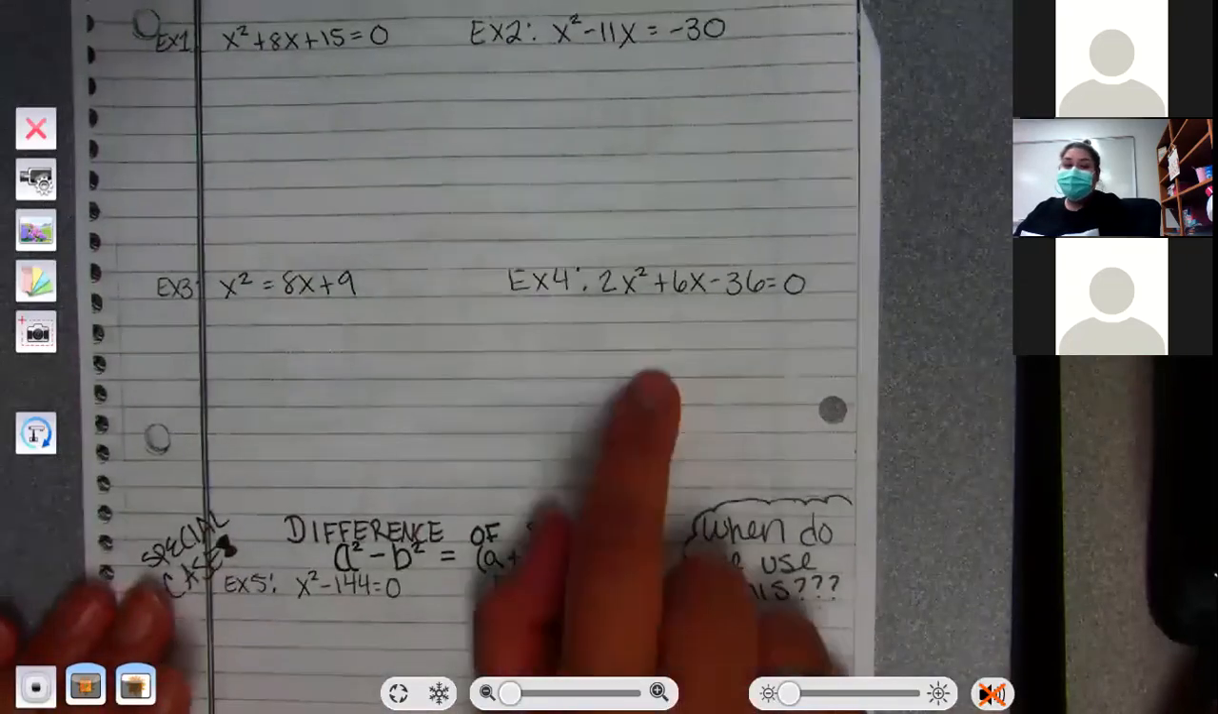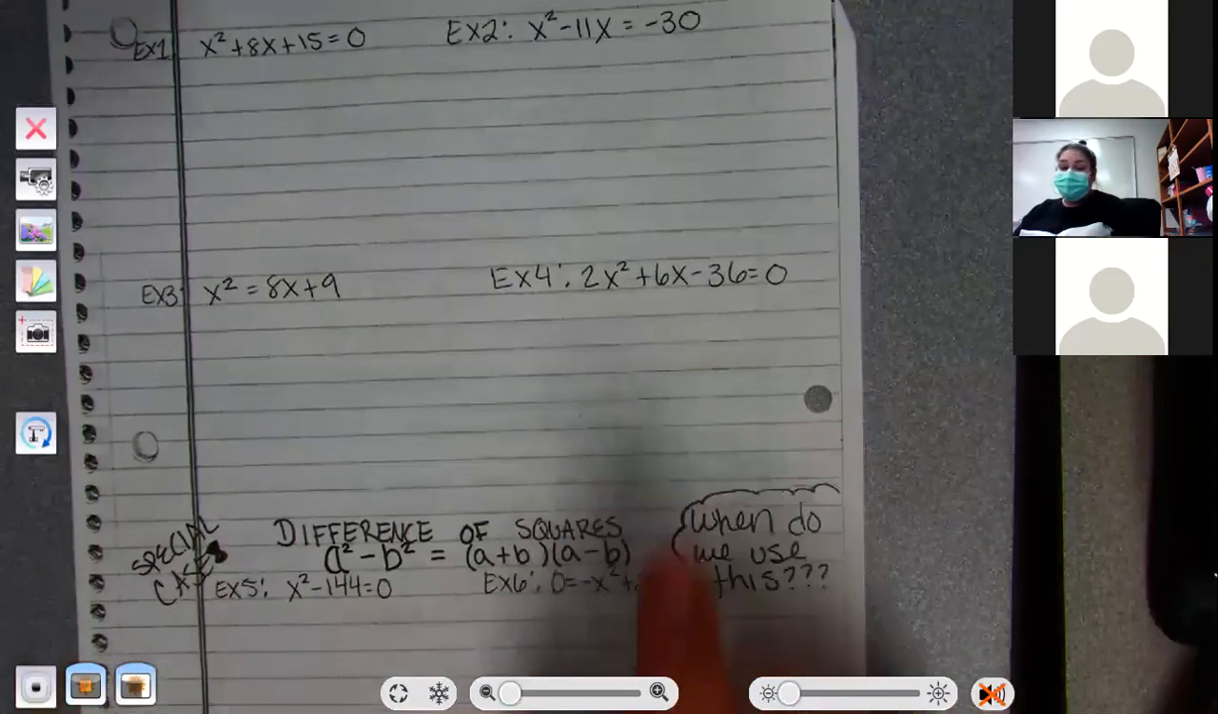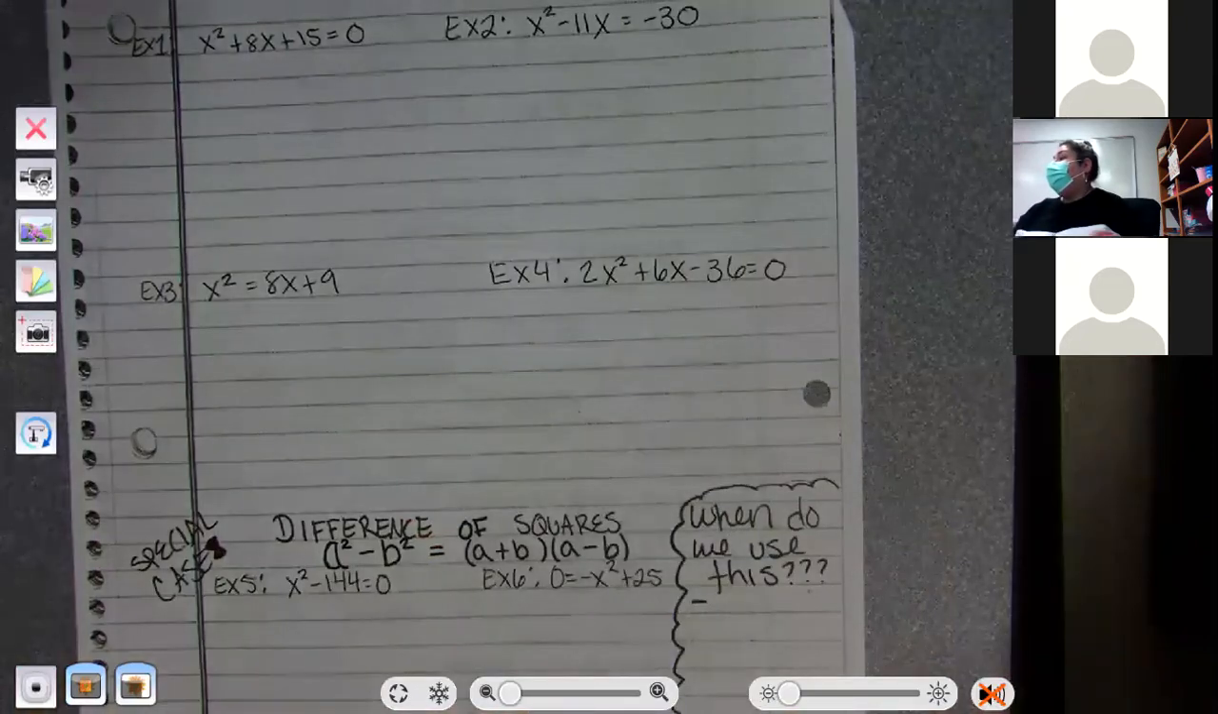Example 4 now. Okay, so I recognize that there's not that much room. I should have had more room for this one, but I don't. So make sure you don't write too big and get too crazy. Okay, I'm letting y'all know now.